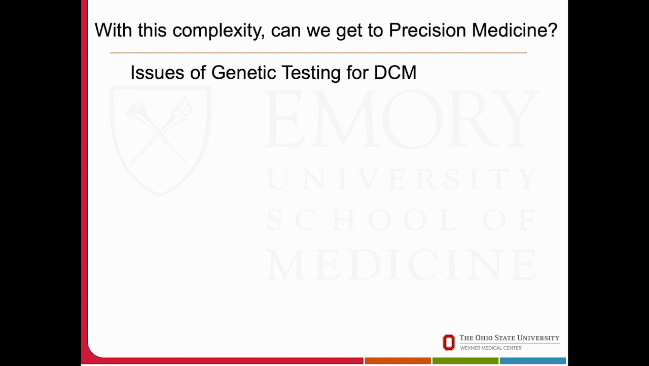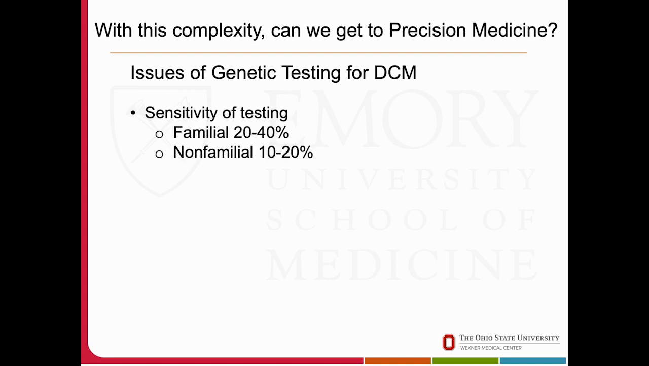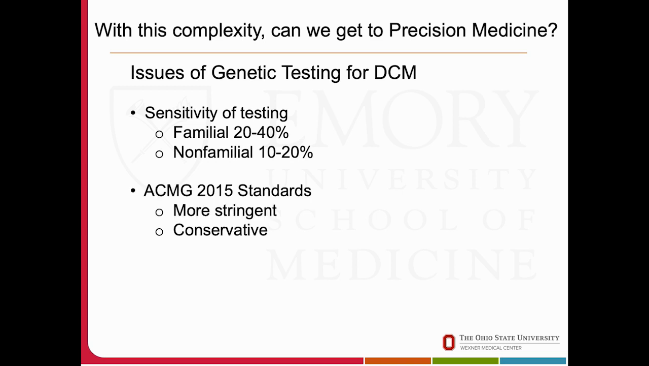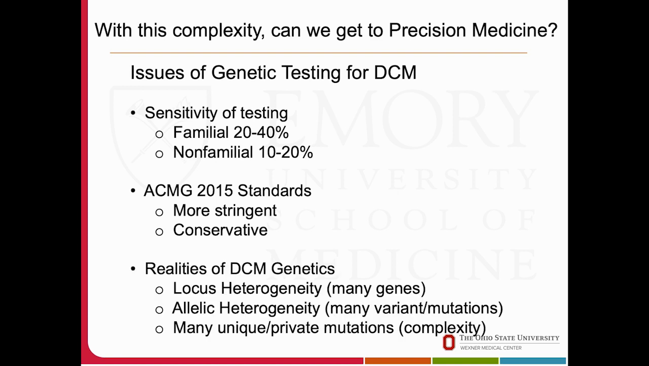So with this complexity, can we get to precision medicine? There are issues of genetic testing. I'm not going to go through them; this is really more, I think, of a research-oriented conference to stimulate your interest and enthusiasm for DCM research. Genetic testing sensitivity in familial DCM is 20 to 40%, non-familial, probably less. I will only mention the American College of Medical Genetics standards, 2015. That's kind of now the Bible of how you do genetic testing interpretation. They're more stringent, more conservative, so all of our testing standards have shifted in the last few years.